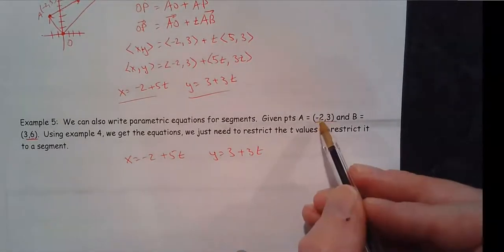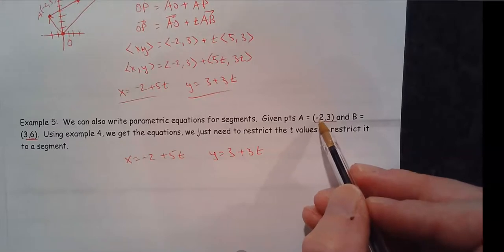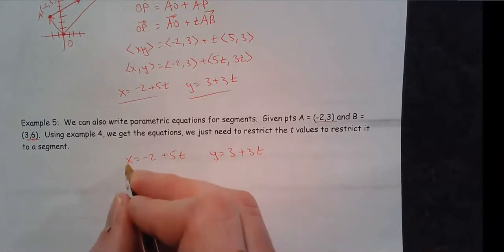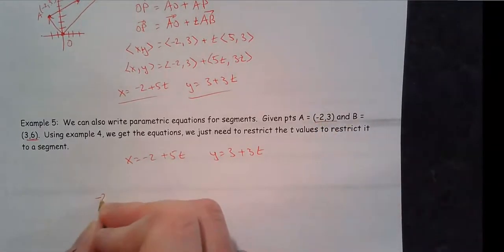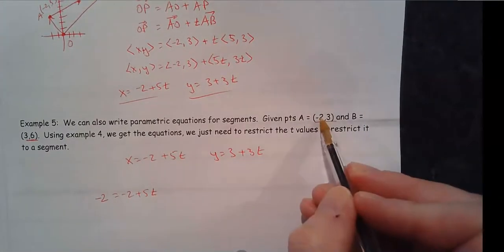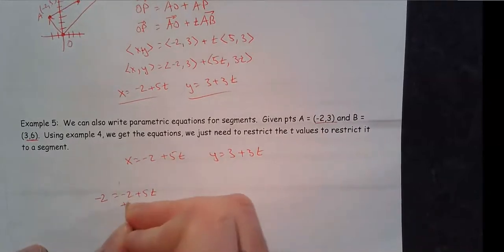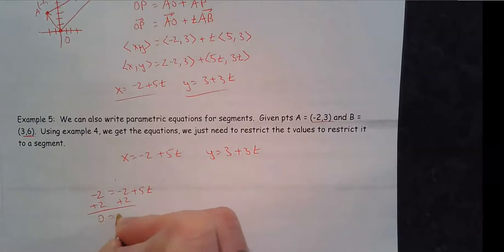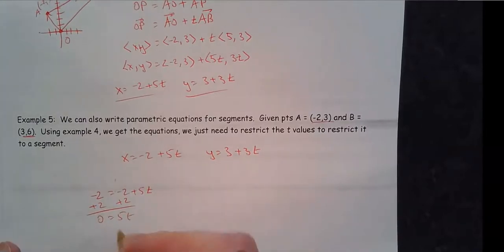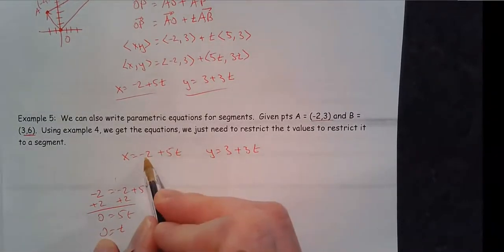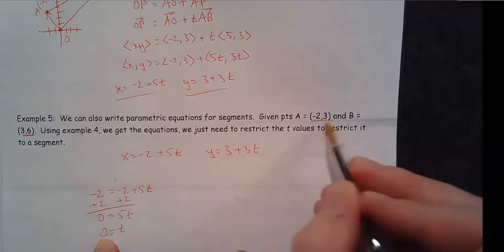If I want it to start at -2 for x, what would I plug in? What t do I need to plug in to make it start there? So -2 equals -2 plus 5 times what? What t gets my starting point? If I add 2 to both sides, this would be 0 equals 5t, so t equals 0. Now double check, does that work with the y? When I plug in 0 here, I get -2. When I plug in 0 here, I get 3. (-2, 3) is the point where I want to start.